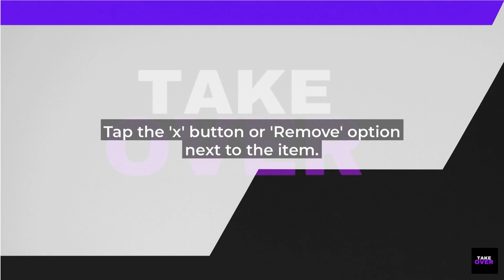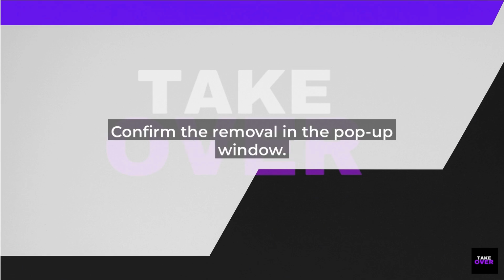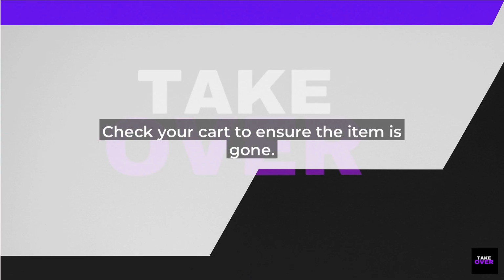Now, in your cart, you'll see a list of all the items you've added. Scroll through until you spot the one you want to remove. Next to each item, there should be a small X button or a Remove option. Go ahead and tap or click that. A pop-up might appear asking for confirmation, like, are you sure you want to remove this item? Just hit Yes or Confirm to proceed. That's it. Your item will disappear from the cart, and you'll see the total price update automatically.